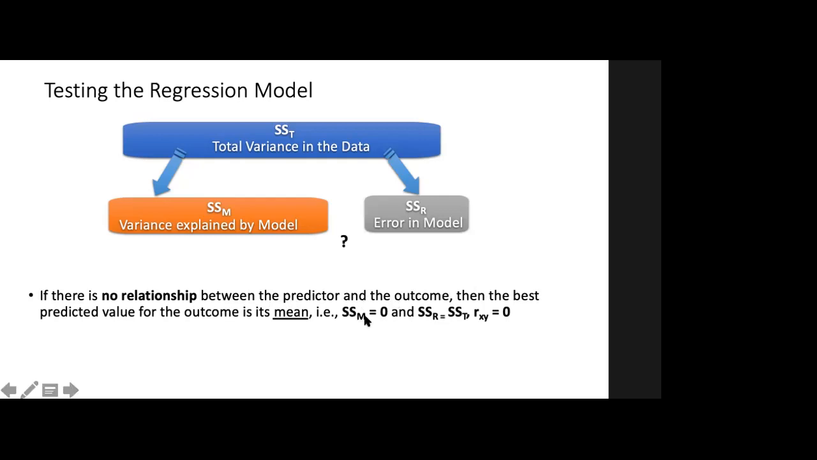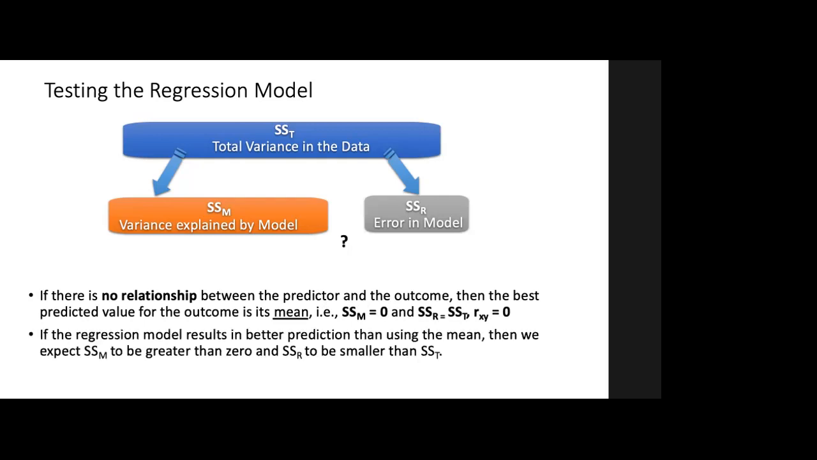So that means our model sum of squares would be 0. Our residual sum of squares would be equal to the total sum of squares, so it's all residual variability. The model explains nothing, and the correlation between predictor and outcome would be 0. So from that follows that if we expect a regression model to do well, we would expect the model sum of squares to be greater than 0 and the residual sum of squares to be smaller than the total sum of squares.